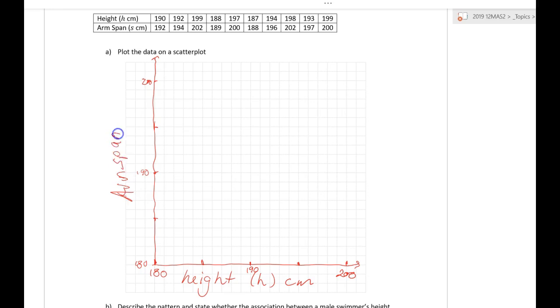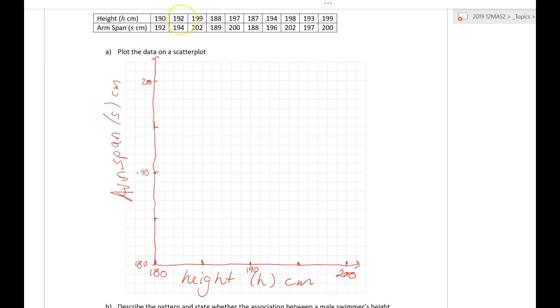Now, it's a bit silly to suggest that one of these is dependent and the other is independent. The one depends on the other, but where we have a table of values like this, the top one we would tend to class as the independent, and that goes on the horizontal axis. Arm span, which is going to be S in centimetres. Not as neat as it could be, I'm afraid, but that's what happens when you're working with stylus. Now we need to plot this data.